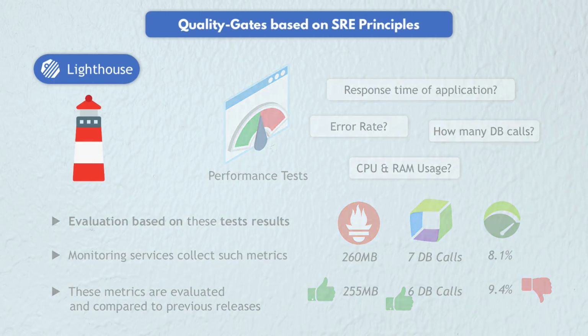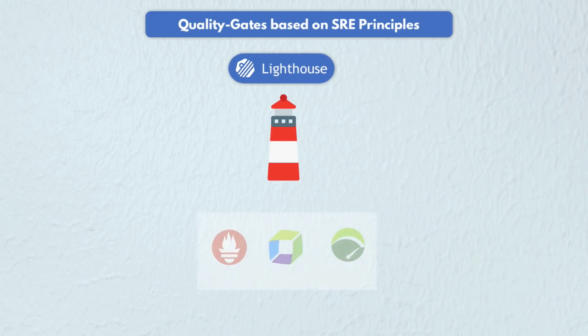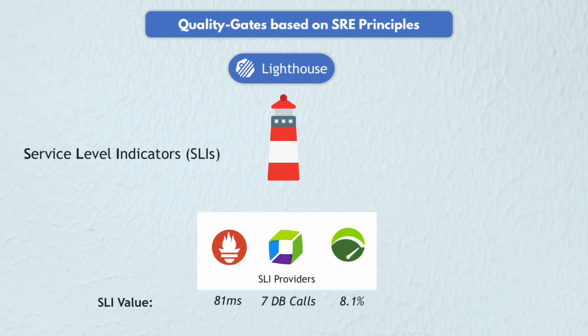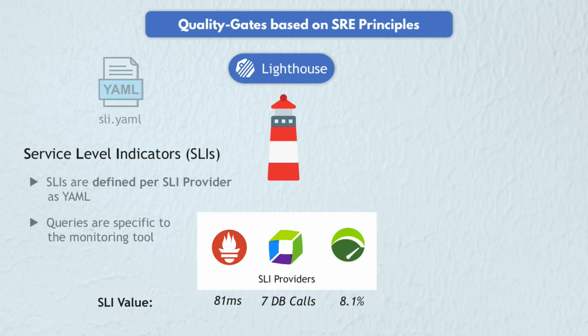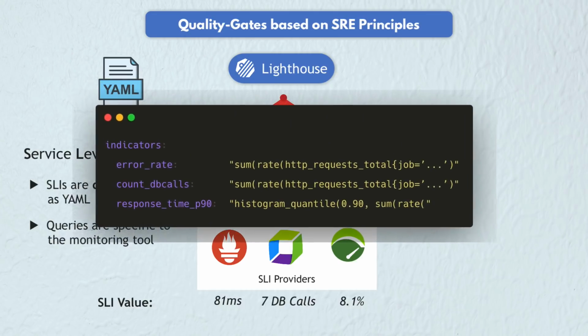So as you see, for a proper evaluation, we need these two things: metrics from the monitoring tool like Prometheus, and we have to decide what metrics we want to evaluate. And these metrics are called SLIs, or service level indicators, because they indicate how a service is performing. And we define this list of metrics for Keptn in a file called sli.yaml. Again, declaratively in a YAML format.